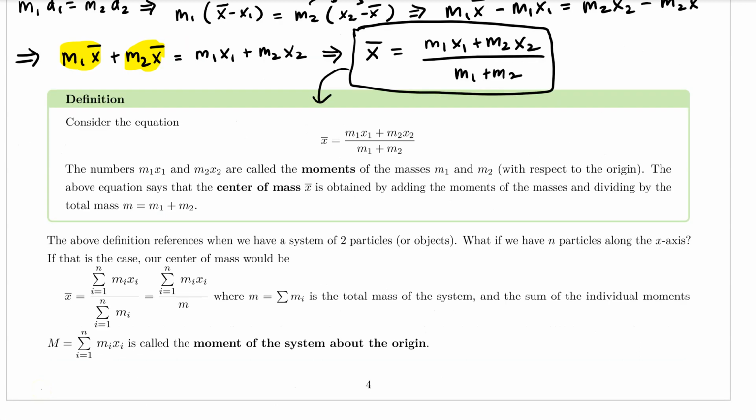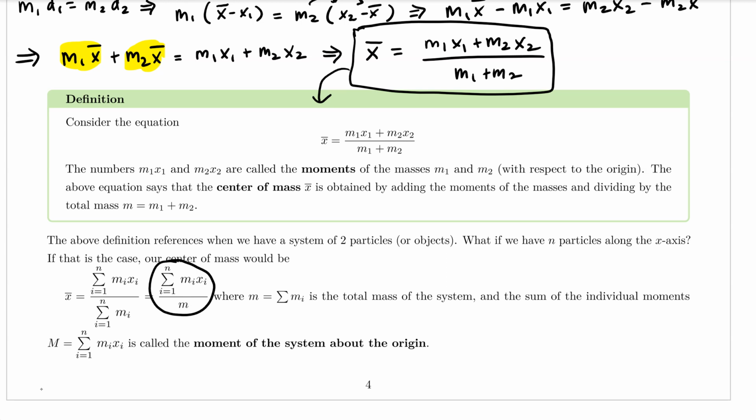The above definition references when we have a system of two particles or two objects. What if we have n particles along the x-axis? Could you imagine having like 8 people on a seesaw? Well, if that's the case, our center of mass x bar would still be the sum of the moments. We would sum however many there are, in this case n, and divide by the sum of the individual masses to get this formula here.